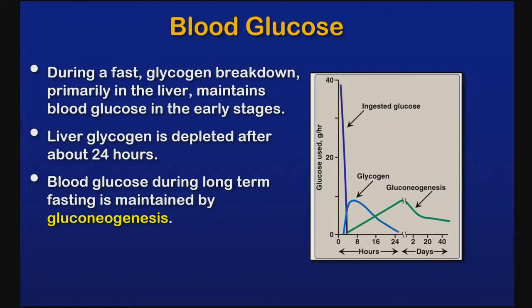So gluconeogenesis will start taking place at that point. Within the 24 hours, when your glycogen storage is depleted, gluconeogenesis is at peak, okay? And gluconeogenesis then plays a big role in maintaining your blood glucose at that point, okay? Now, if you go beyond that, then fatty acid mobilization, all that stuff starts taking place. We're going to talk about that, okay?